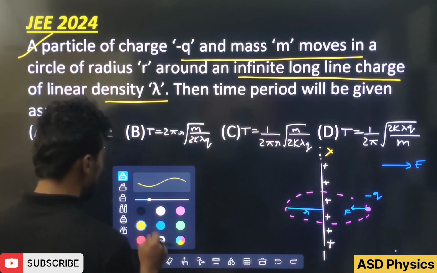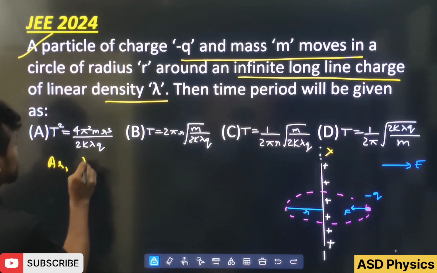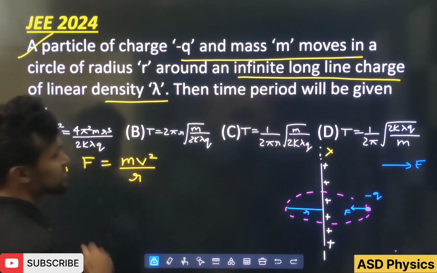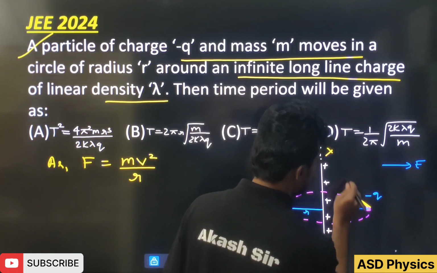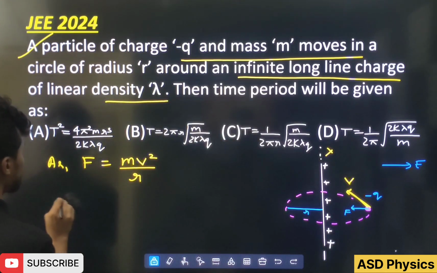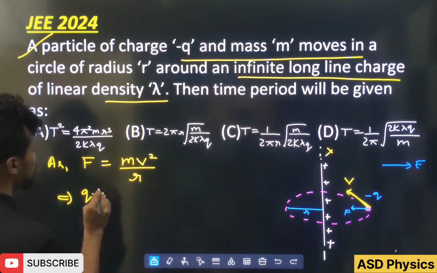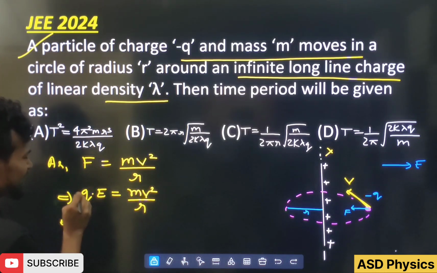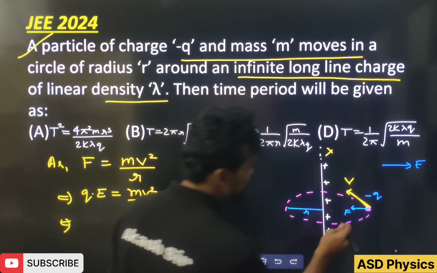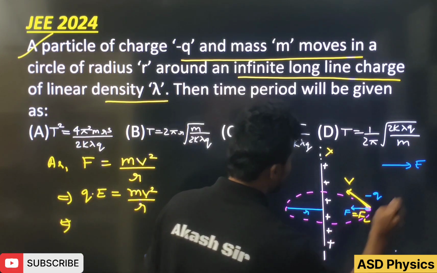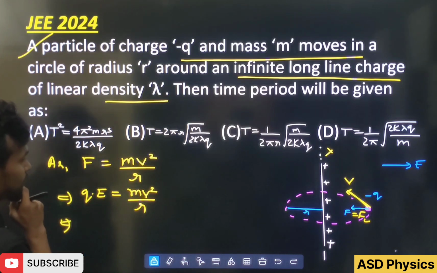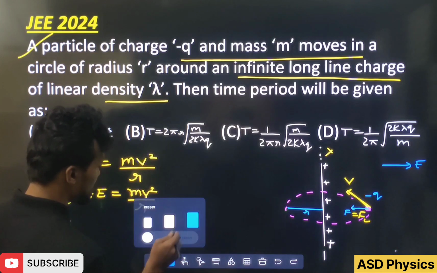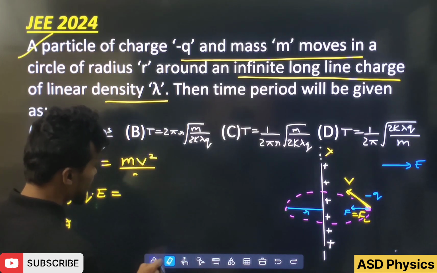What is the centripetal force formula, students? F equal to m into v square by r. R is the radius, v is the speed. Now what is the force? Force means charge into electric field is equal to mv square by r. Only magnitude, because direction is very clear. This F is acting as the centripetal force. We have to find the time period, so we will write in terms of omega, then the time period calculation will be easy.